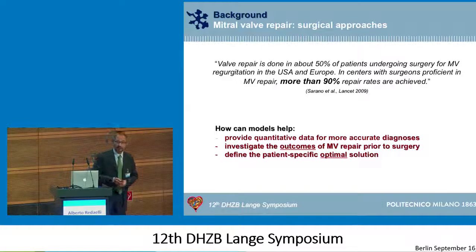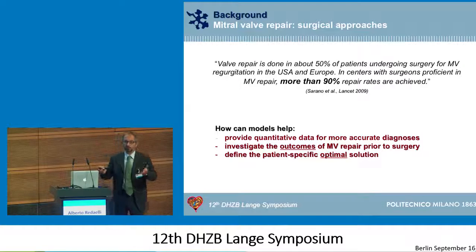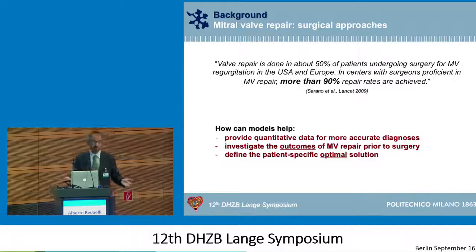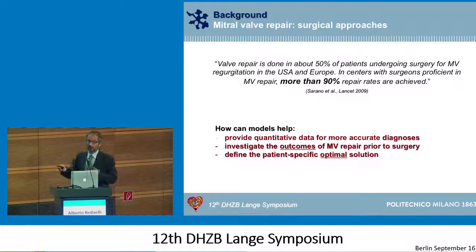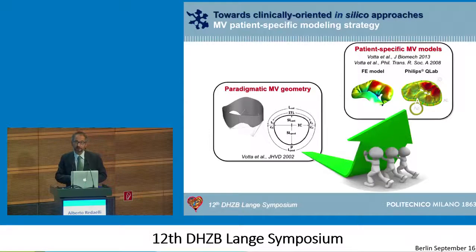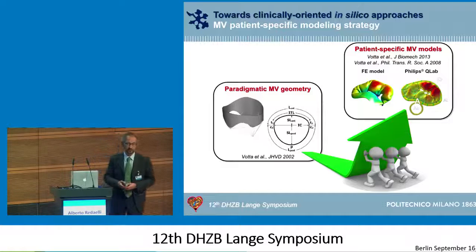What I realized is that engineering tools can be really useful to provide quantitative data, and this has been discussed widely this morning in this session, and also to investigate the possible outcome of a specific procedure. So, in perspective, to be able to choose the patient-specific optimal solution. Indeed, patient-specific modeling is the holy grail of this decade.